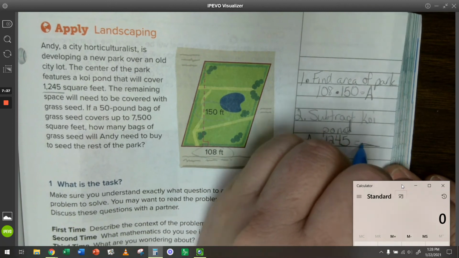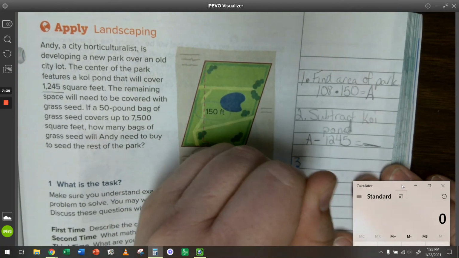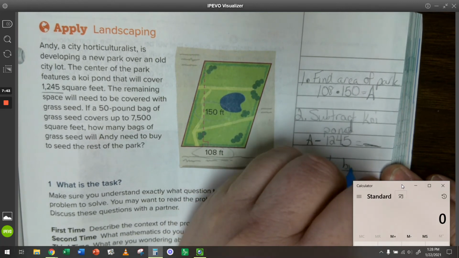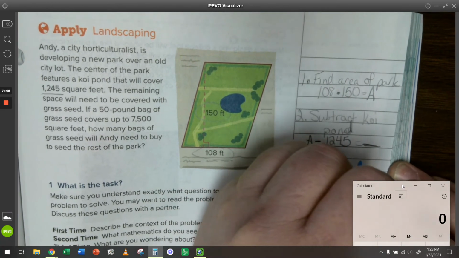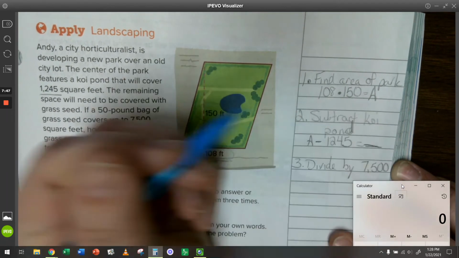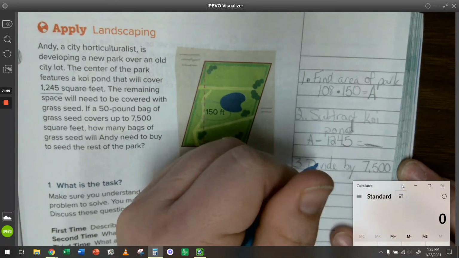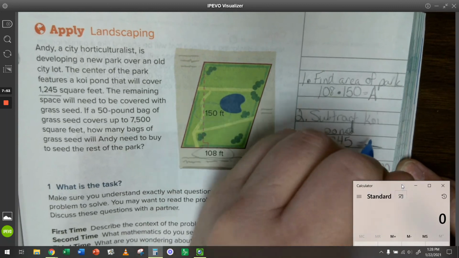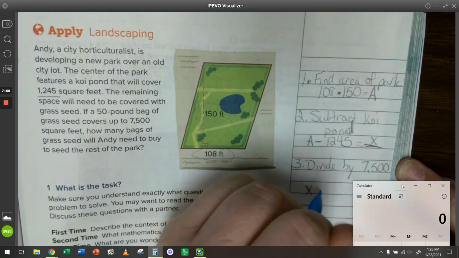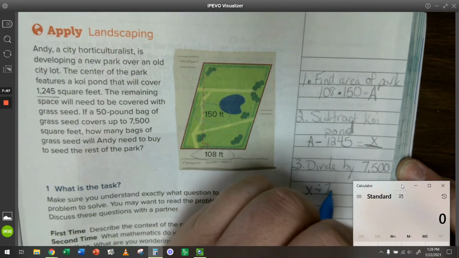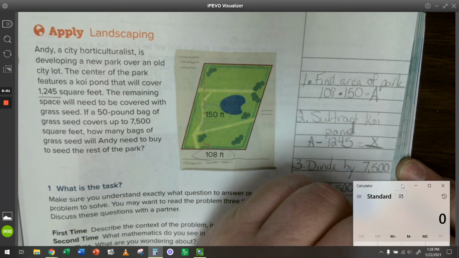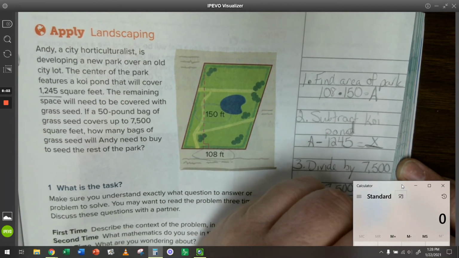to get something. The next step would be to divide by 7,500 to find out how many bags of grass seed we would need. Okay, I'm just going to put X here. Say X divided by 7,500 equals, I'm going to say bags.